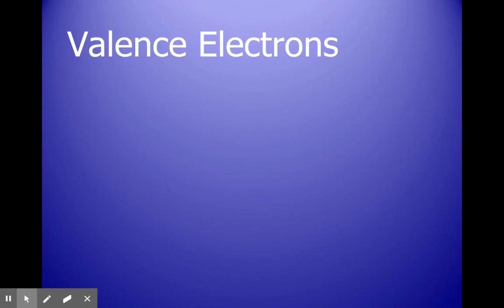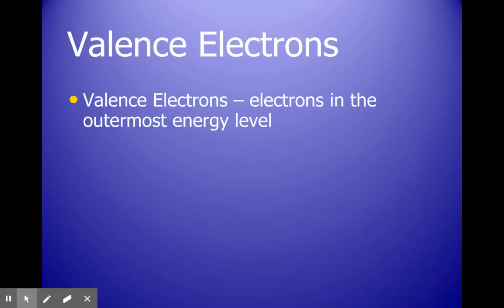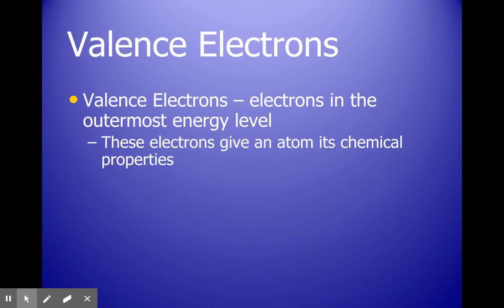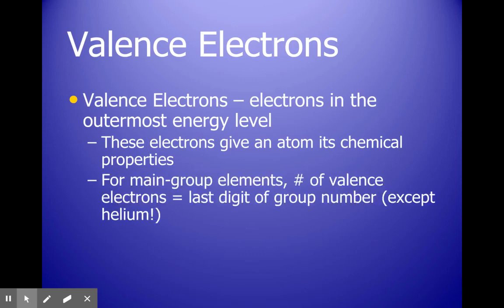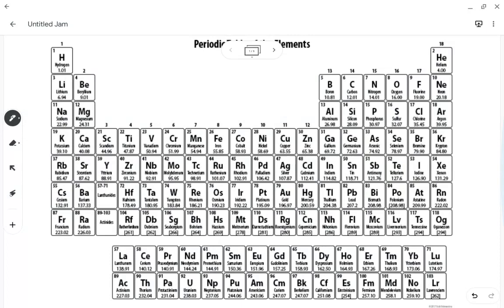We're going to talk about what's called valence electrons. Valence electrons are the electrons in the outermost energy level, and these are the electrons that give an atom its chemical properties. For the main group elements, and I'll explain what I mean by that in just a minute, the number of valence electrons equals the last digit of their group number. That's just a quick and easy way to figure these out, but I'll show you how this works.